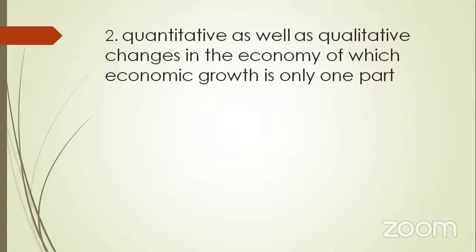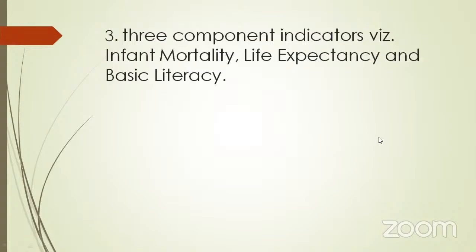Okay. Question number three. Three component indicators: infant mortality, life expectancy, and basic literacy. What is the development factor that we talk about? This is HDI. No, it's not progress. There is a particular development indicator that we talk about when we talk about indicators, that is infant mortality, life expectancy, and basic literacy. So the indicator that we talk about is PQLI, Physical Quality of Life Index.